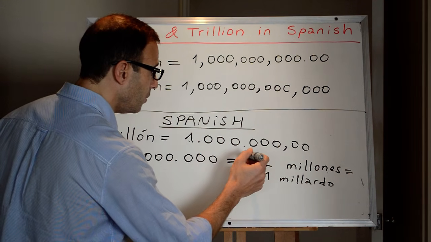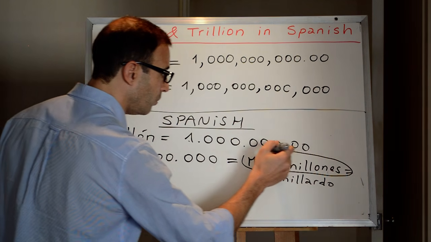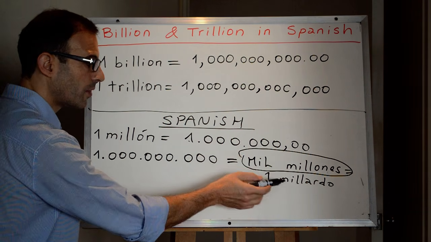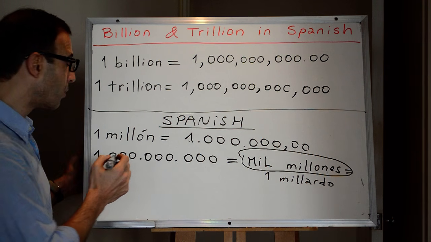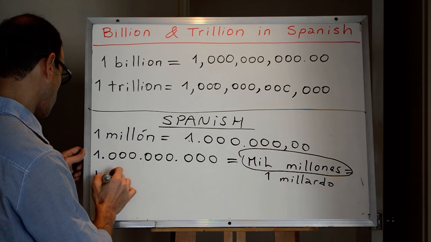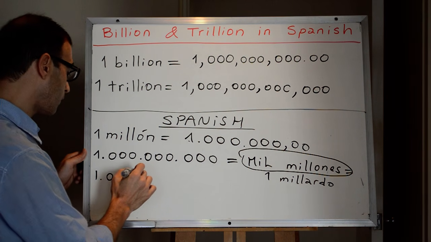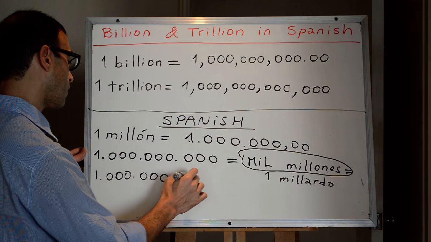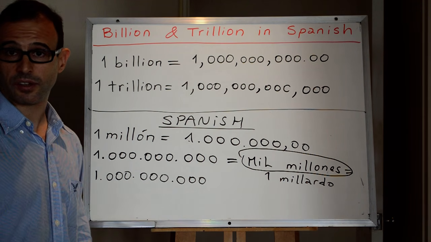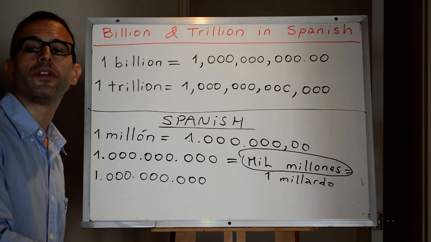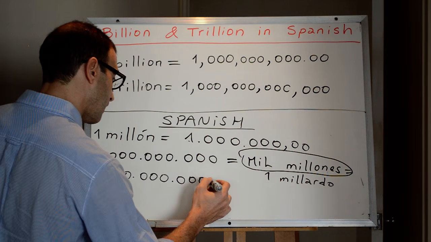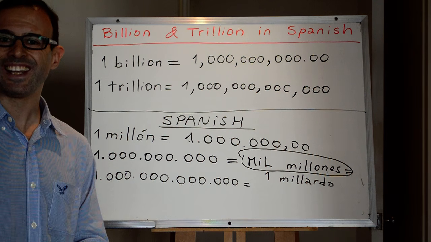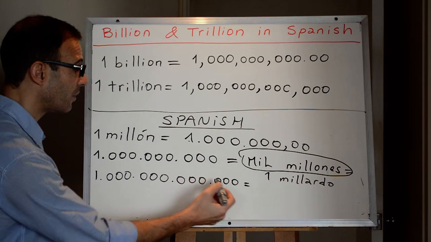So these two names are synonyms. However, usually this one is used more often. This one is used much less, but they mean the same thing. Now let's add 3 more zeros. Look, 3 zeros for the thousands, 6 zeros for the millions, 9 zeros for the billions in English, or thousands of millions in Spanish, and 12 zeros would give us trillions. These are trillions in English.